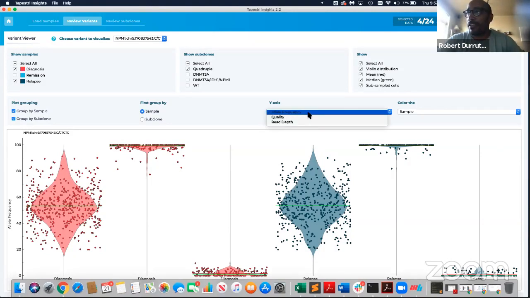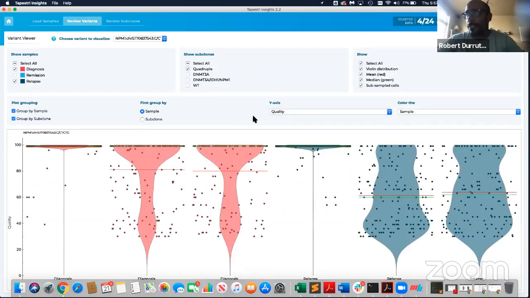One way you can really take advantage of this is by changing the y-axis to quality. Quality is again a metric for you to assess genotype quality. I'm going to add a link to the chat window: there is a knowledge base article that talks in detail about the advanced filters, and quality is one of them. It highlights exactly how the quality metric is calculated, for those of you who are interested. The key takeaway here is that any clone that you define should not be a function of quality, which is clearly the case here.